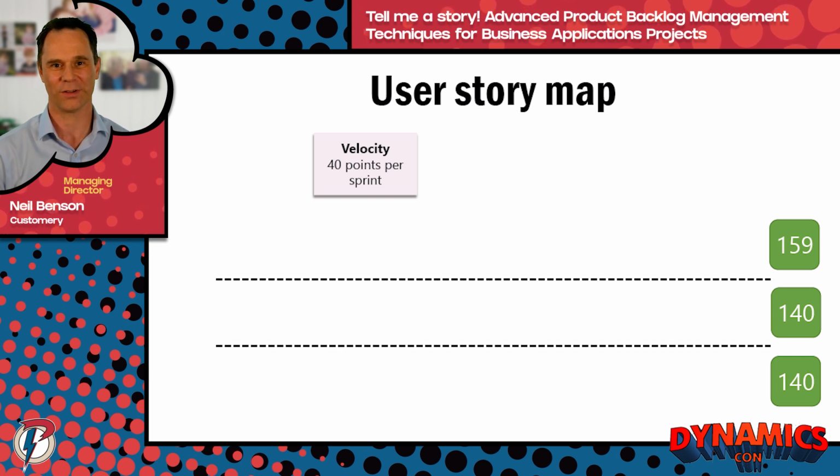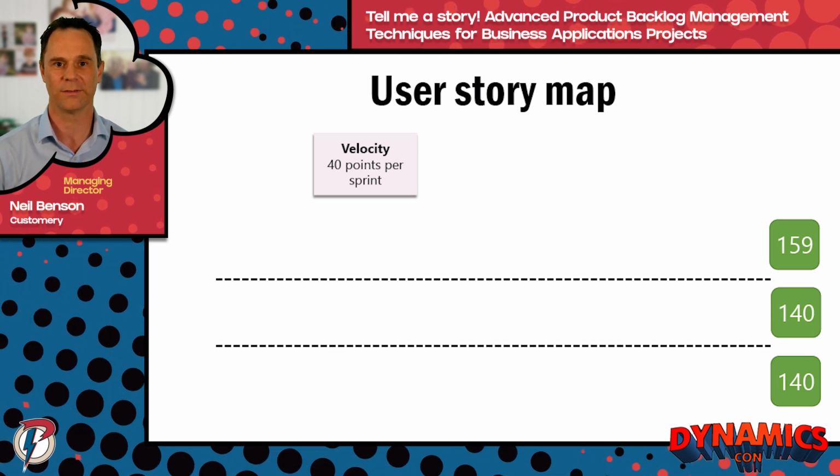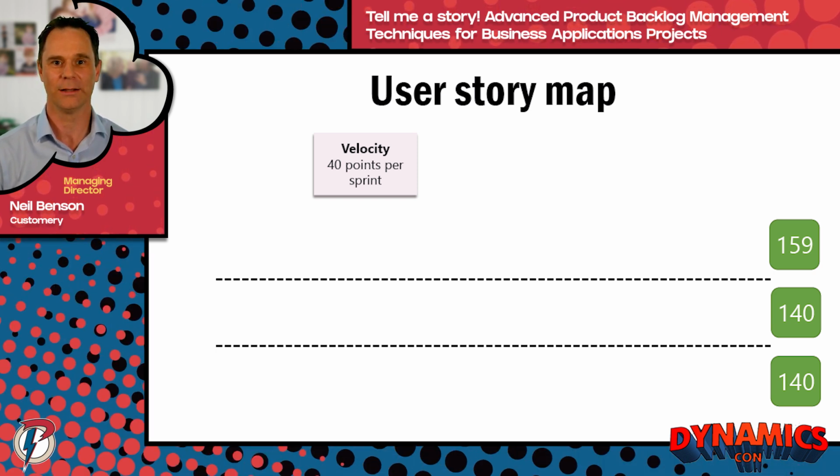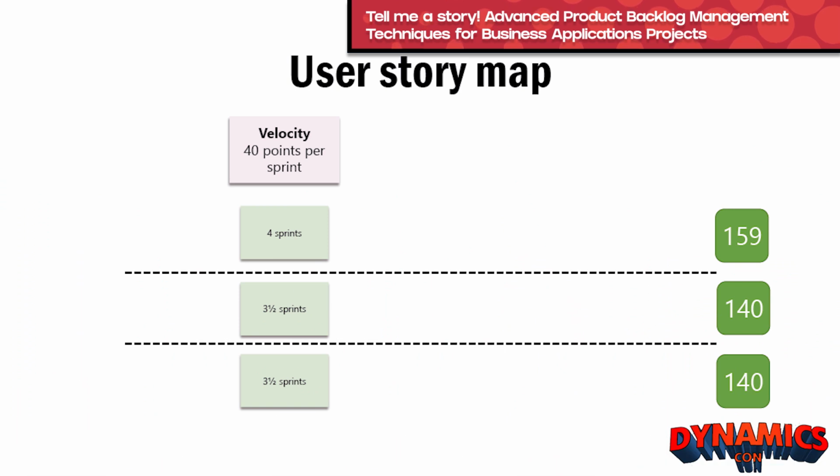Estimating your initial velocity is tricky to do if your development team has never worked together before, or if you're a new Microsoft partner working with a client for the first time. My recommendation is to estimate your velocity based on similar projects. Then deliver 3 sprints and use your average velocity to recalculate the velocity used in your user story map. In our example, the first slice will take 4 sprints to get done, and the next 2 slices will take about 3.5 sprints to get done.